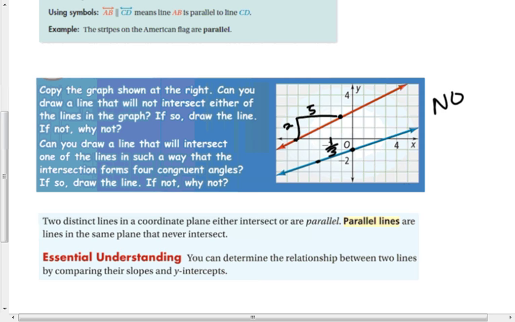So the second question says, can you draw a line that will intersect one of the lines in such a way that the intersection forms four congruent angles? And the answer to that is yes. It just said one of the lines. So let's draw a line here, and put it in such a way that this is a right angle, and if that's a right angle, then so would this be, and so would this be, and so would this be, and those are called perpendicular lines.